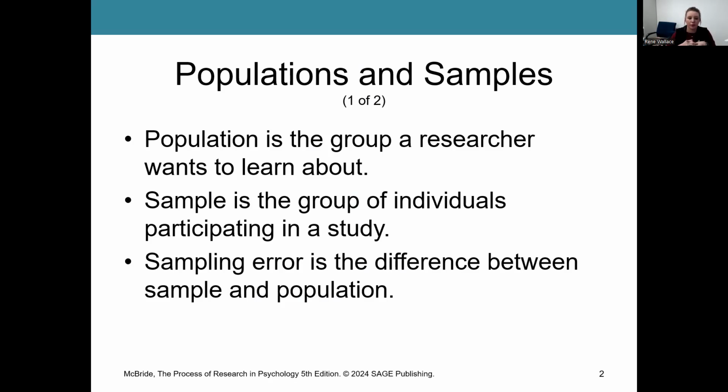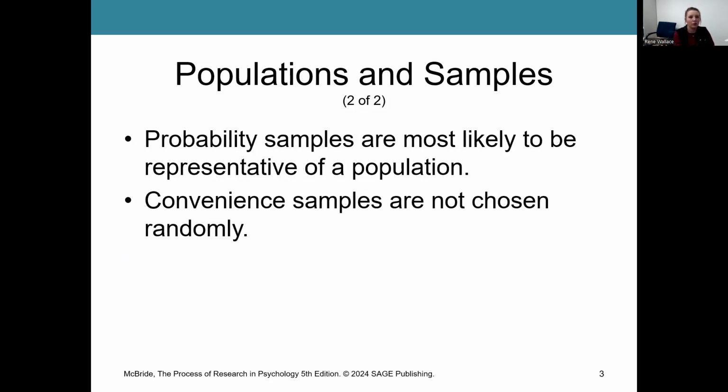So sampling error is the difference that occurs between the sample that you actually did your experiment on and then the population itself. Probability samples are most likely to be representative of the population, whereas convenience samples are not chosen randomly, and so there's a little bit more room for error, although we use convenience sampling a whole lot.